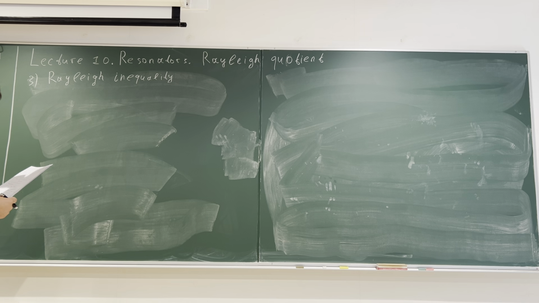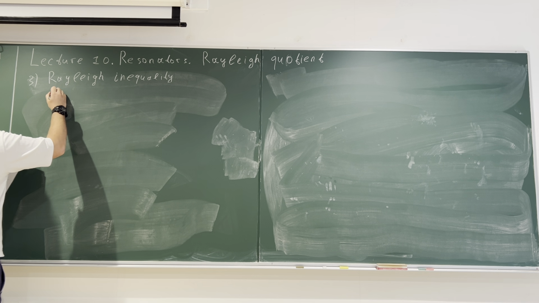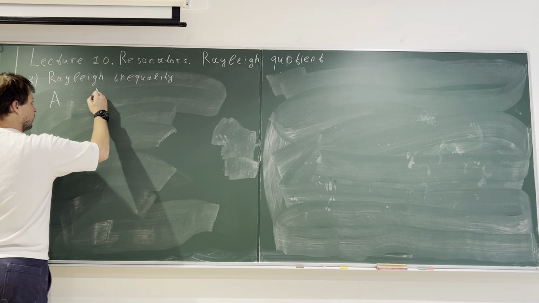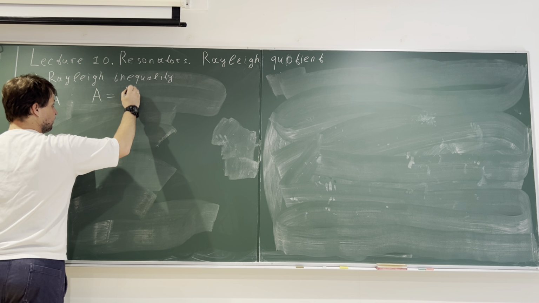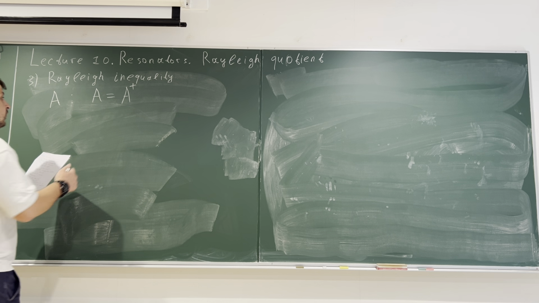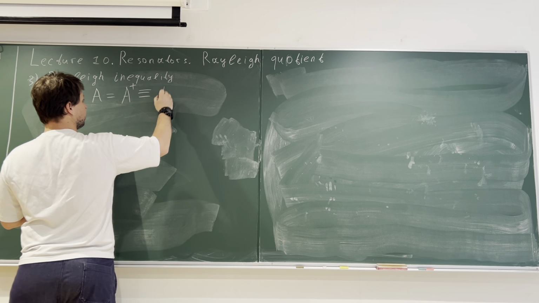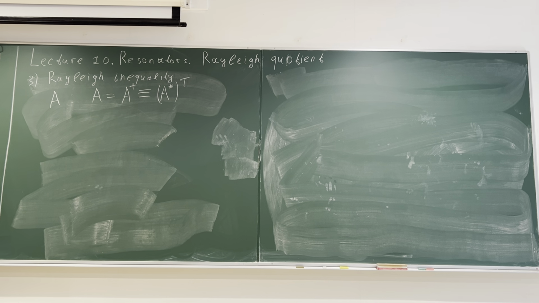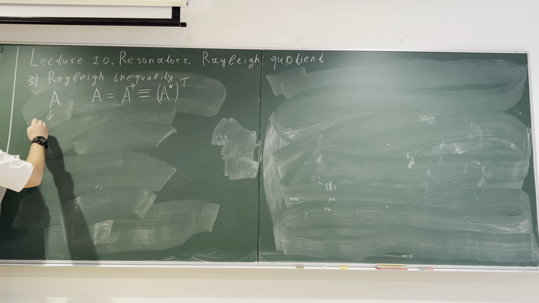So, consider a matrix A. Let this matrix be Hermitian, A equal to A cross, where the cross is the Hermitian conjugation. Do you know what it is? Good. I will write it for somebody who doesn't. First we complex conjugate the matrix and then we transpose it. And let it be of size n by n.